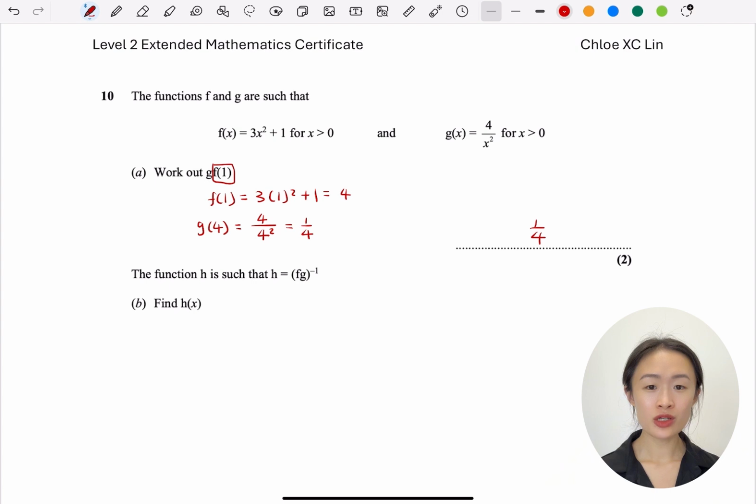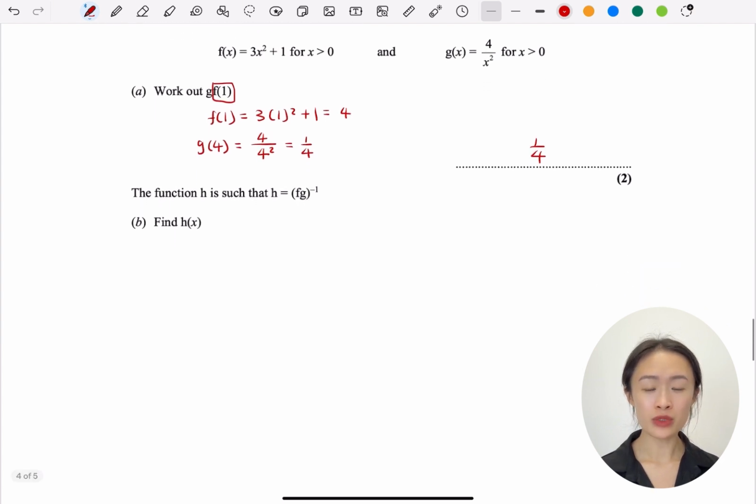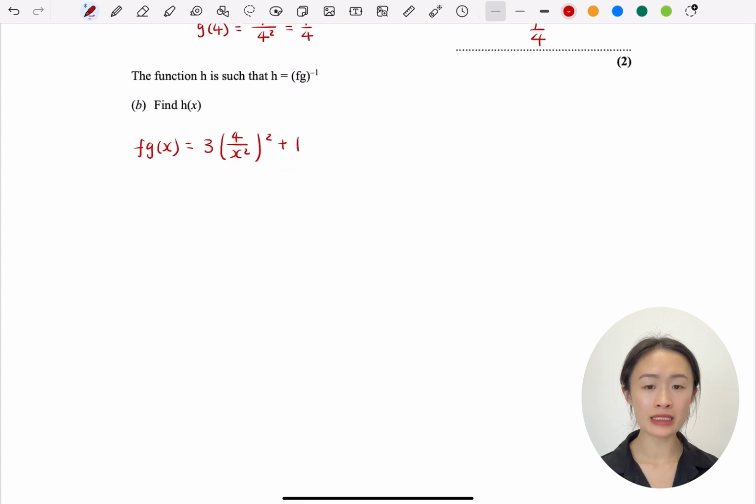And then the next question also wants us to find fg inverse. So what we need to do is find fg first. Now what we can do is try drawing the function, and you can try that first and check to see if we are getting the same answer. What I'm doing here is substituting g back into f. And that means replace x in f(x) by g. What we need to do is to simplify this expression, and then we have 48 over x to the 4, plus 1, and then that is fg.